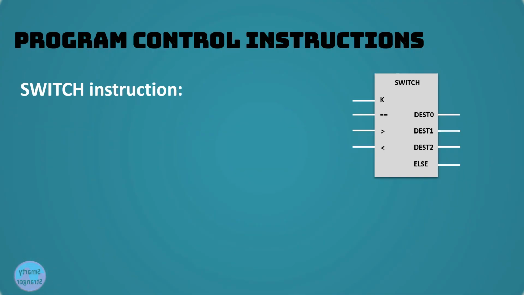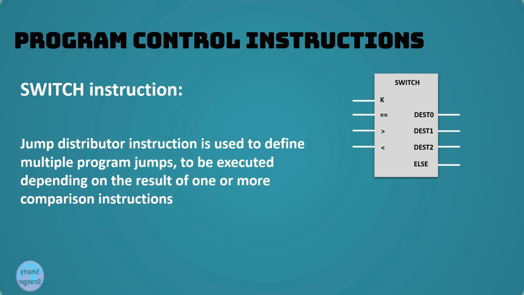Our next family member is Switch or Jump Distributor. You can use the switch or jump distributor instruction to define multiple program jumps to be executed depending on the result of one or more comparison instructions. You specify the value to be compared in the K parameter. This value is compared with the values provided by the various inputs, and the result is shown via comparison on the output pins. You can select the comparison method for each individual input.